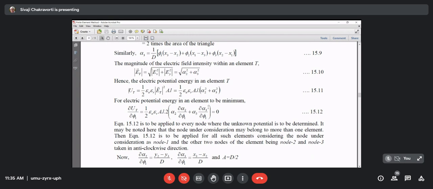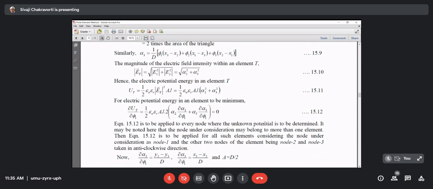So now I substitute E square as alpha 2 square plus alpha 3 square. So now this becomes our functional. As I said, we have to minimize the functional. So equation 15.11 becomes our functional. Now when we have to minimize, we need a particular variable with respect to which we have to minimize.